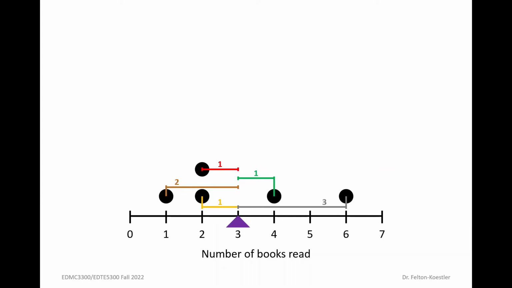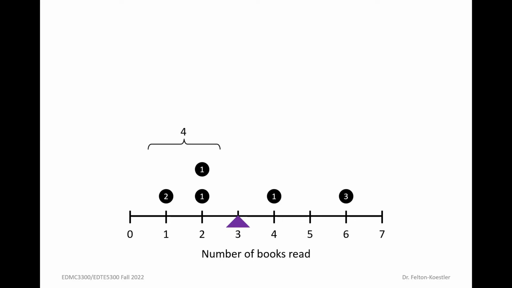So to simplify it, I'm going to put these values, this 1, inside the circle. So the number inside the circle is how far away it is from the mean. This point is how many books were actually read. So if you read 2 books, you're 1 away from the mean. If you only read 1 book, you're 2 books away from the mean.